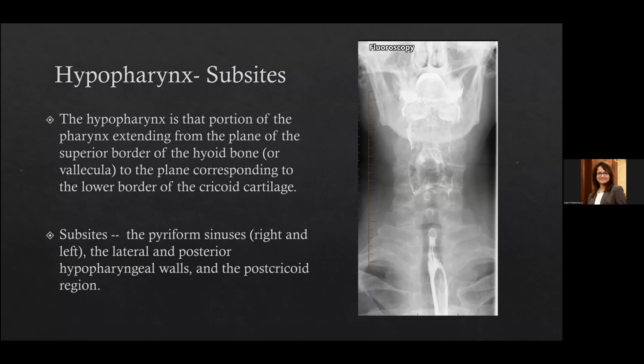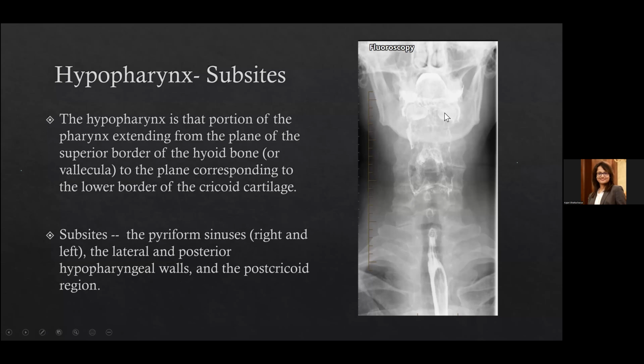Let's come to the hypopharynx and its subtypes. The hypopharynx is the portion of the pharynx that extends from the plane of the superior border of the hyoid bone or vallecula to the plane corresponding to the lower border of the cricoid cartilage. This we all know. Another important thing is that fluoroscopy or a barium swallow nicely demonstrates the mucosal anatomy of the hypopharynx.